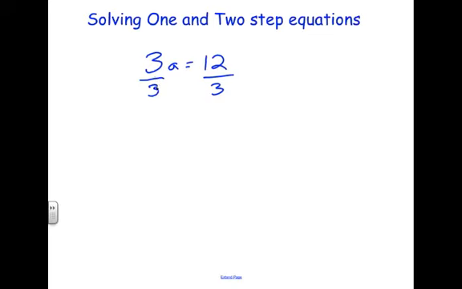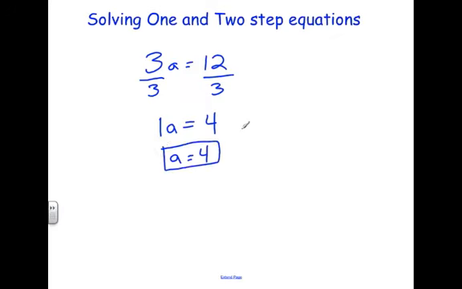So down here, this is 3 divided by 3. That's going to be 1. And 1 times a equals 12 divided by 3, which is 4. And once again, lazy algebra says we do not need to have the 1 in front of a because 1 times any number is going to be that same number. So we can simplify this to just be a equals 4. And that is our answer right there.